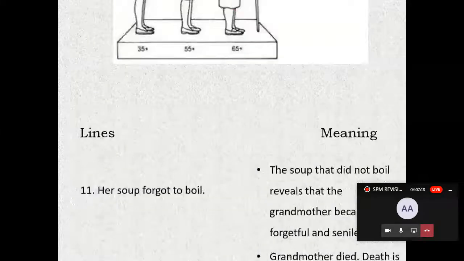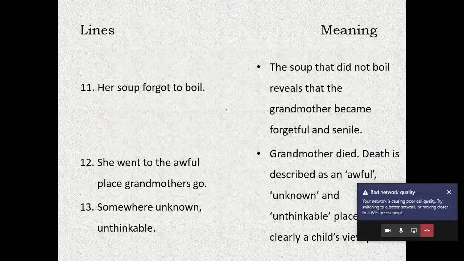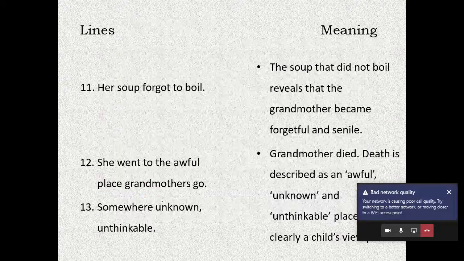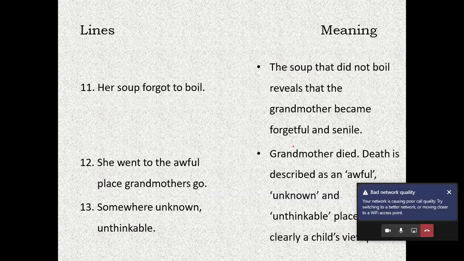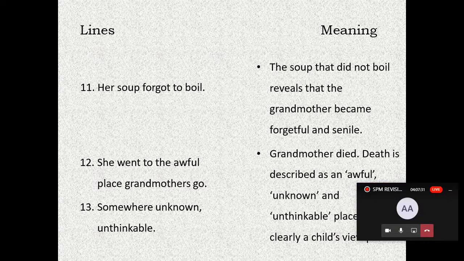Okay, next. Now we're going to go into the same thing. Her soup forgot to boil. She went to the awful place grandmothers go, somewhere unknown, unthinkable. The soup that did not boil is not referring to the literal soup that she didn't boil. It just refers to her forgetfulness kicking in and her becoming more senile. Senile here doesn't have to mean crazy. It means they tend to be a bit disorientated, not steady. Sometimes they are thinking about A and then suddenly they're thinking about something else, or they will vent out their frustration.